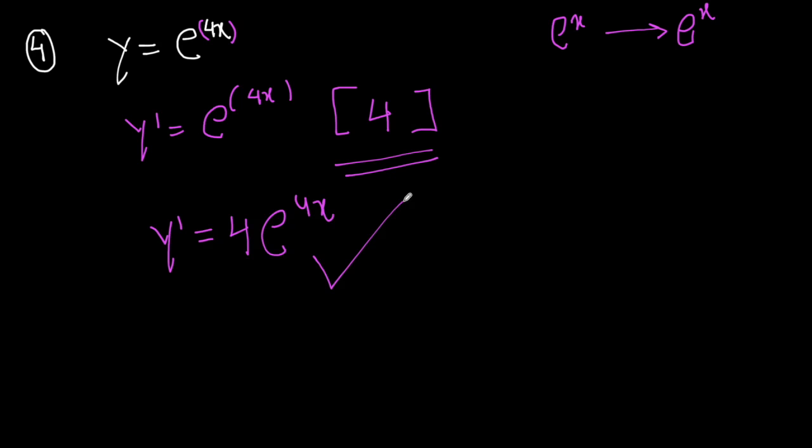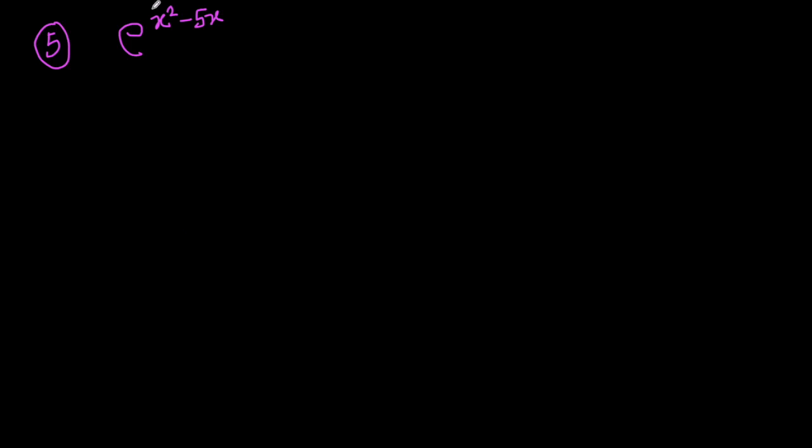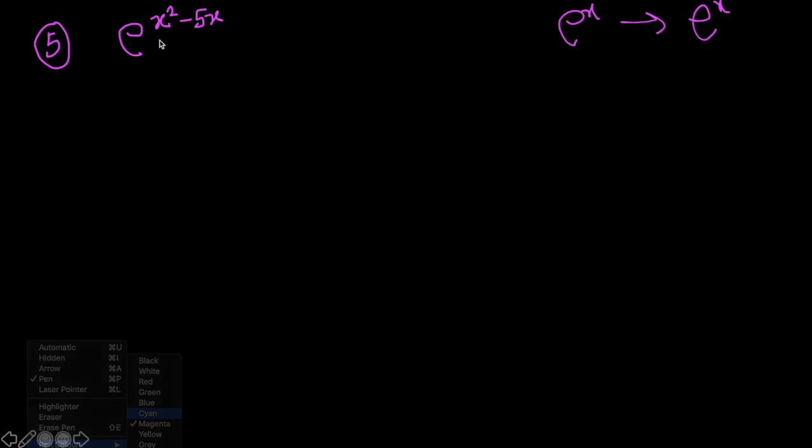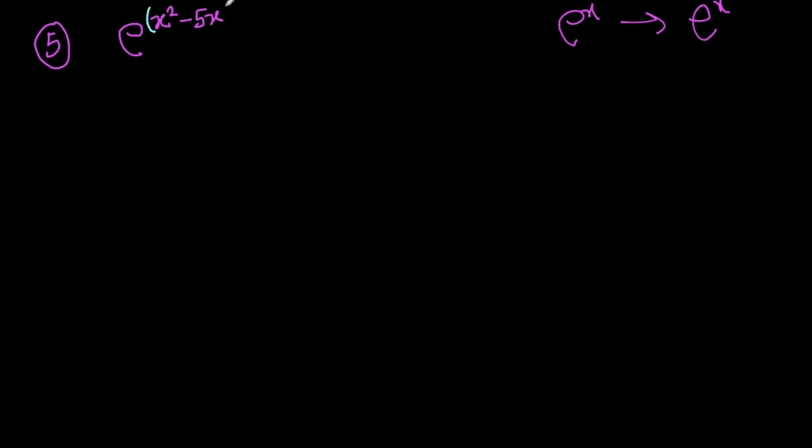Okay, now let's take another question. e to the power x squared minus 5x. We know that the differentiation of e to the power x is e to the power x. But here it is not e to the power x, it is e to the power x squared minus 5x, so I will put that in a bracket.